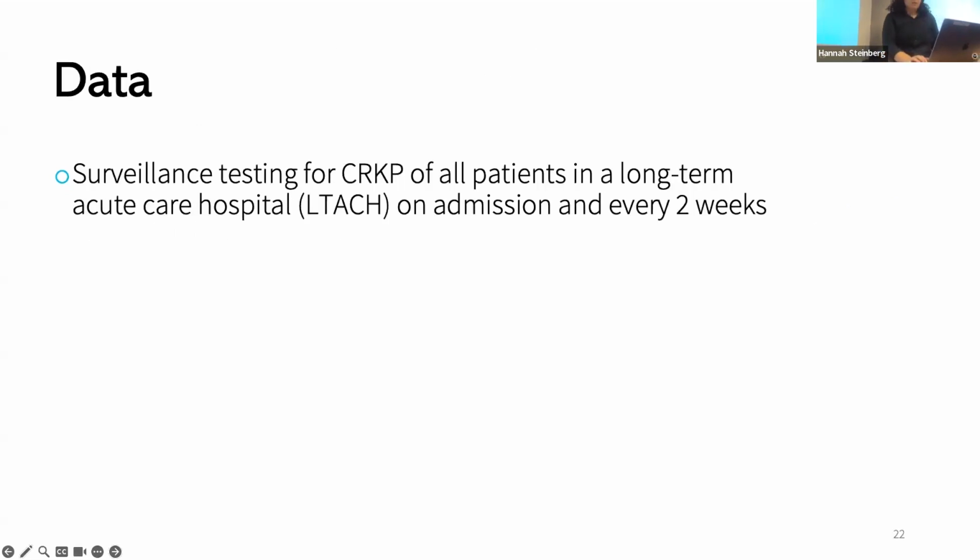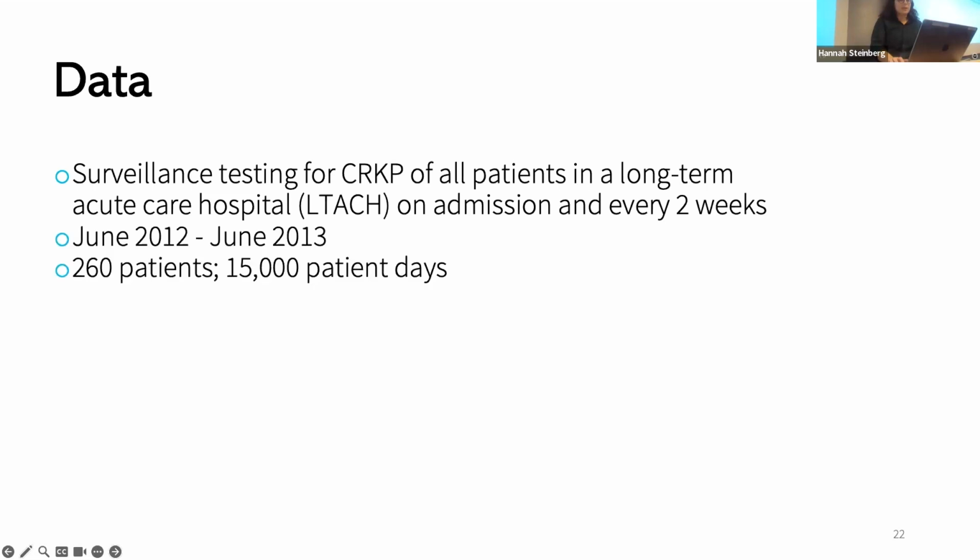So the data set I used had surveillance testing for CRKP of all patients within a single long-term acute care hospital over one year, and they were tested for CRKP on admission and every two weeks. Since this is one of those pathogens that can cause asymptomatic colonization, we need to be serially testing them to see if they have acquired the infection. So this was done from June 2012 to June 2013. It included a total of 260 patients throughout the year and 15,000 patient days.